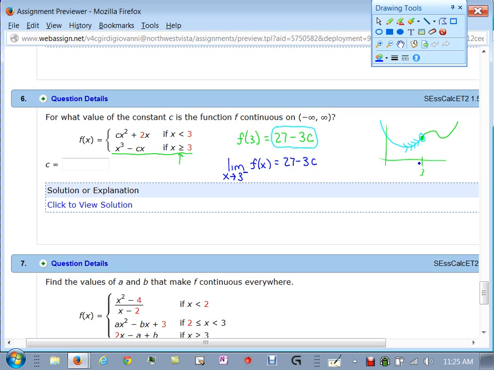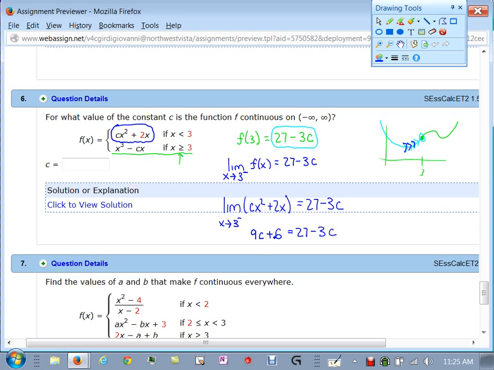But as I come in from the left side of 3, on this side, I'm on the parabola, which means I need to be looking at this function. And so what I'm saying is limit as x approaches 3, the function we're going to look at is that top one, cx squared plus 2x. I need that to be equal to 27 minus 3c. So now I'm just going to plug 3 in for x here. And when I do that, I get, let's see, 3 squared is 9, so 9c plus 2 times 3 is 6, must equal 27 minus 3c.